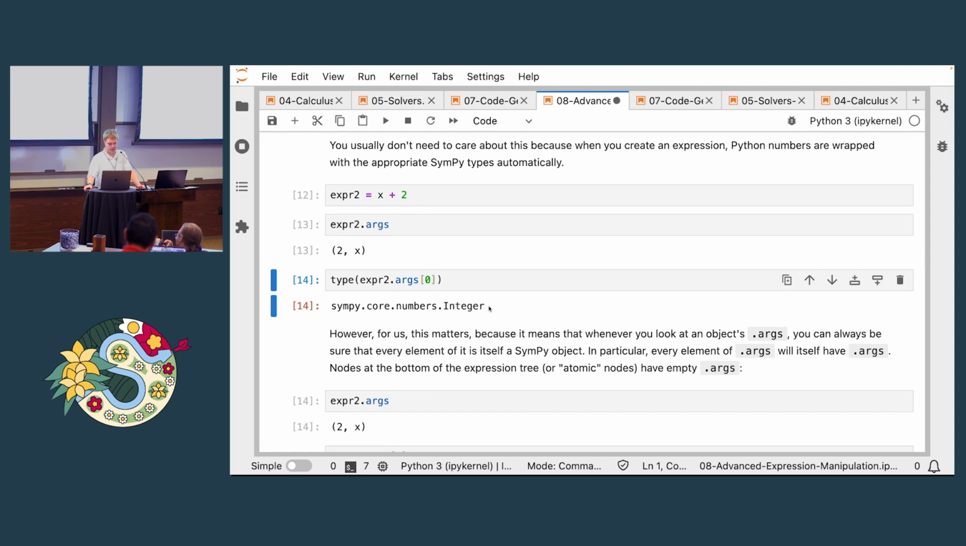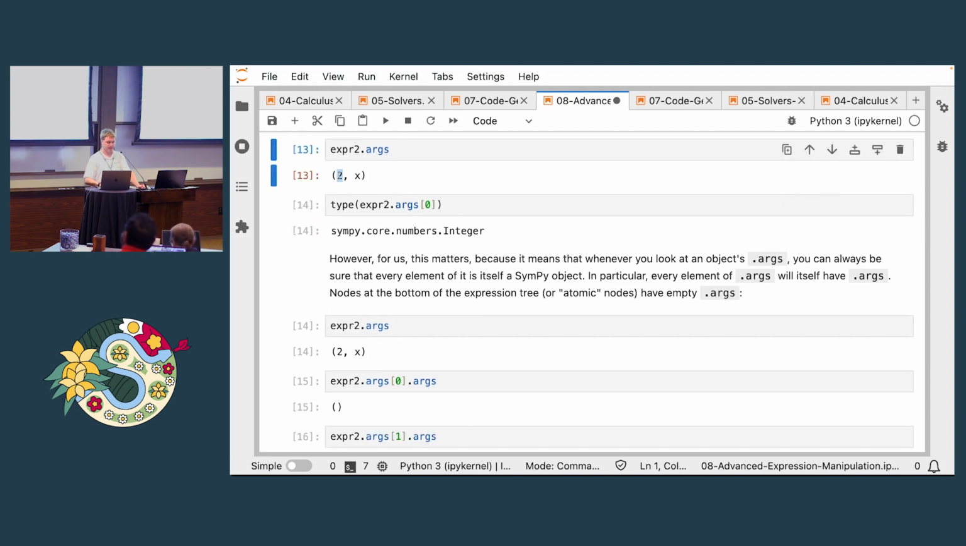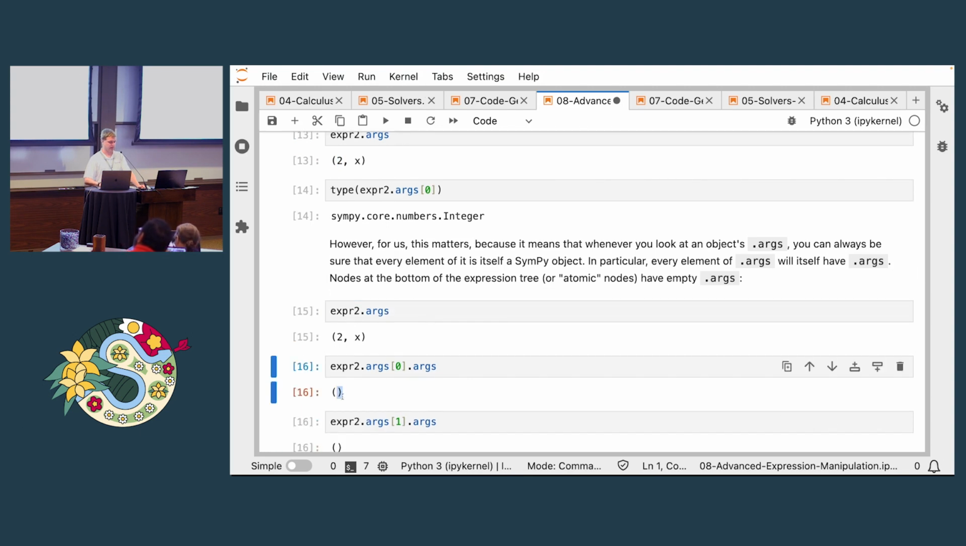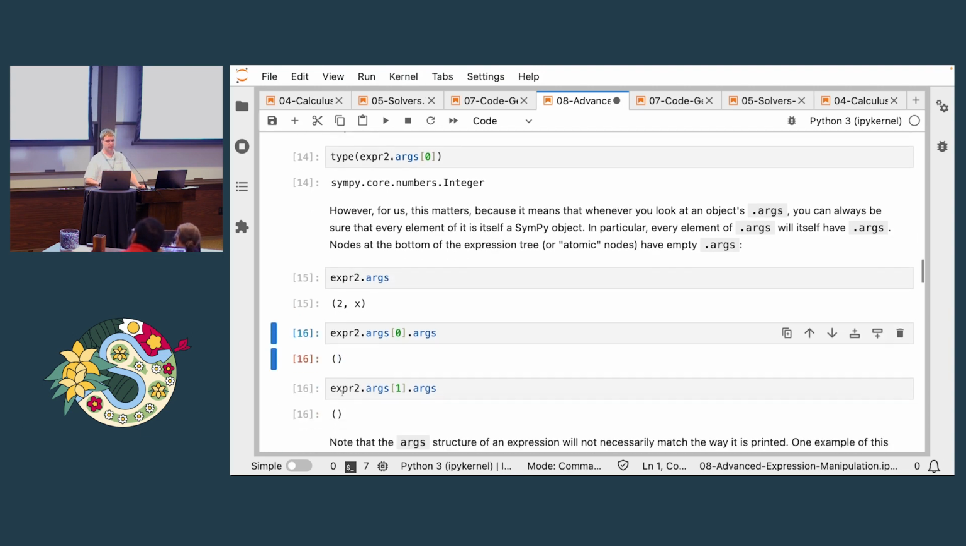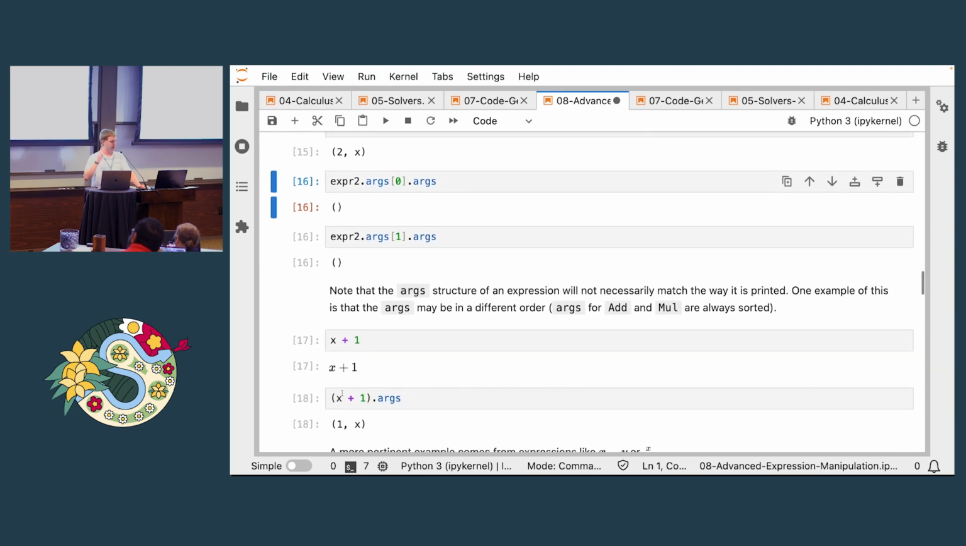But the reason this matters is that everything inside of args is going to have this same uniform interface. So even though this is a 2, 2 itself has an args, and it's just going to be an empty tuple because it's a leaf node of the expression tree. Because of this uniform interface, it makes it easy to recursively drill down into an expression.